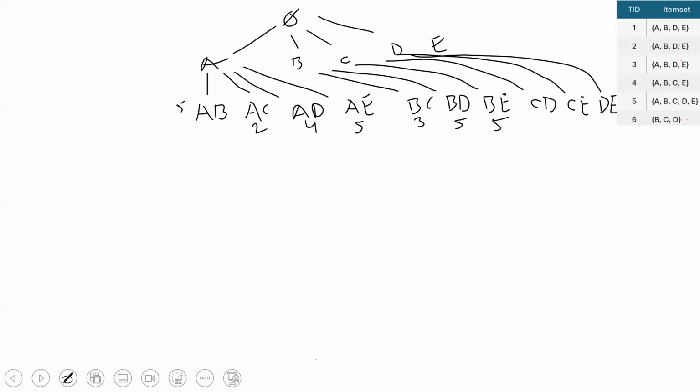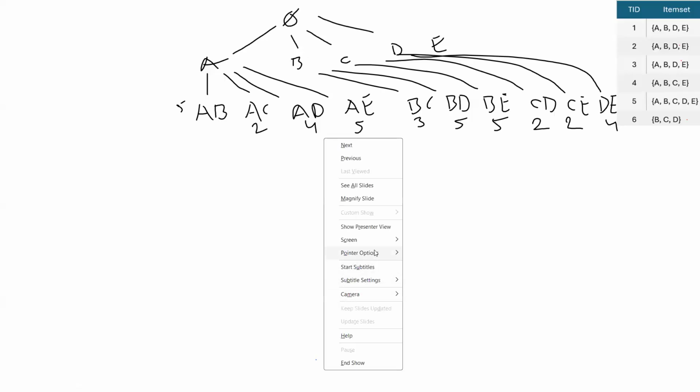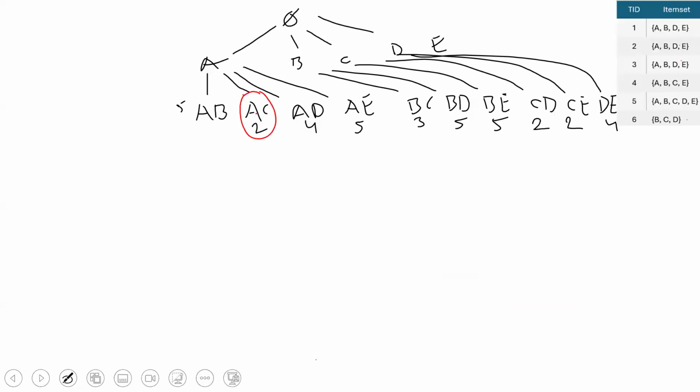What about CD? CD is 2. C is 2 only, right? D is 4. So now we exclude all of this. What are all that we exclude now? Something is going wrong, I think. So we need to exclude this, this, and this.